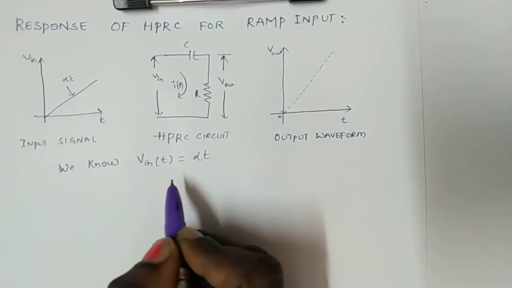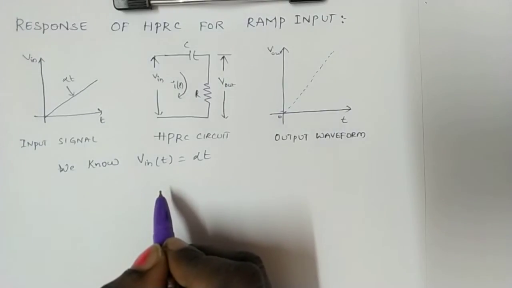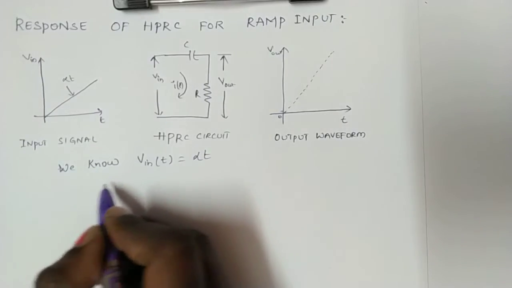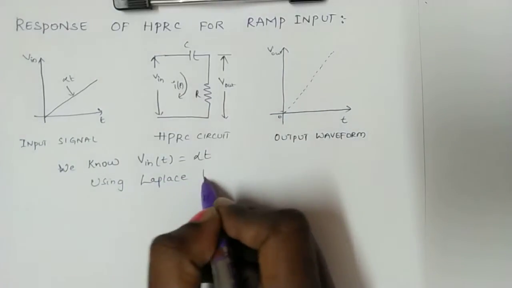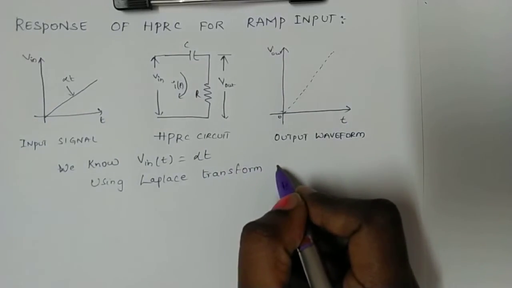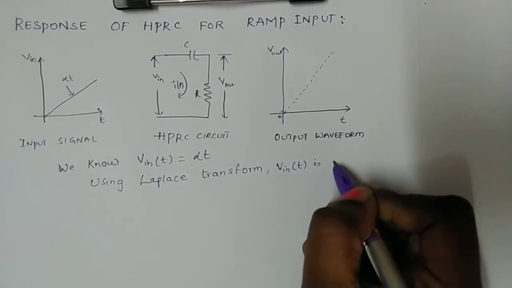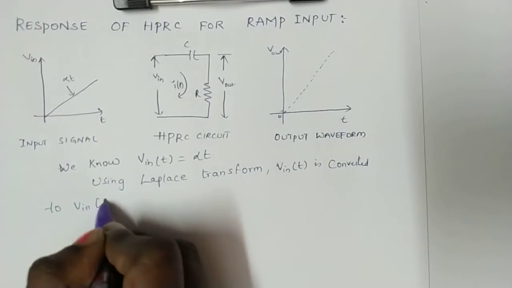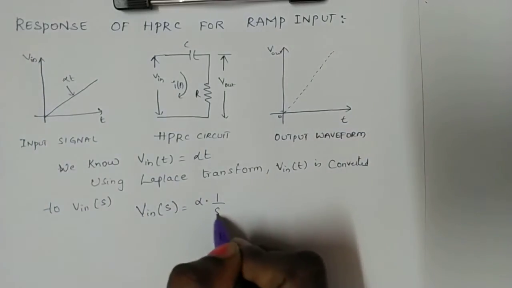In order to get that output equation, we have to convert this time domain input signal into the S domain, that is the frequency domain. For that we use the Laplace transform. Using the Laplace transform, V input of t is converted to V input of S, and V input of S equals alpha into 1 by S square.